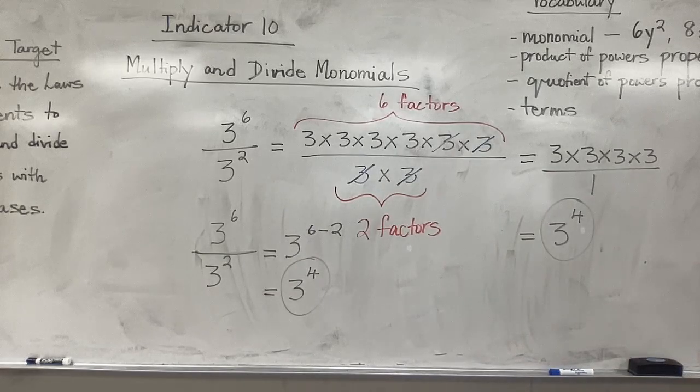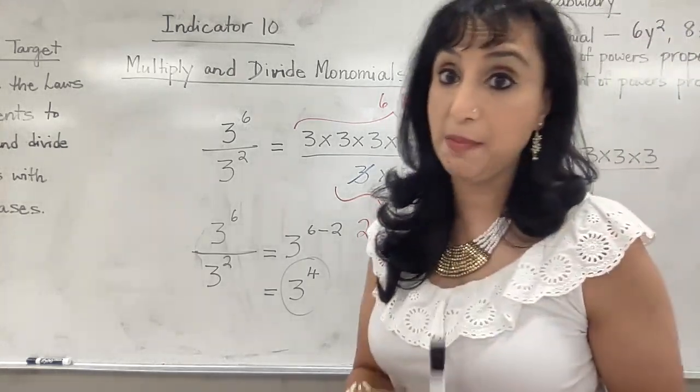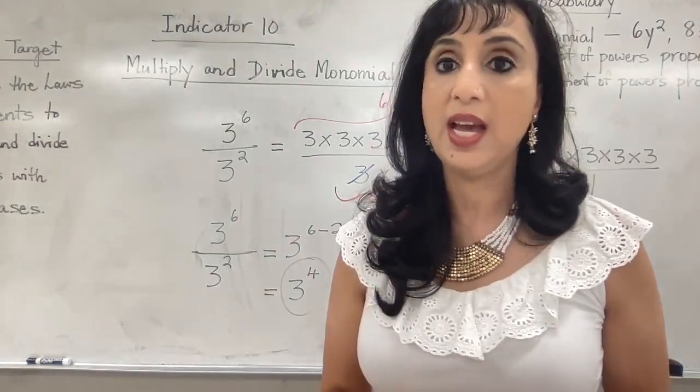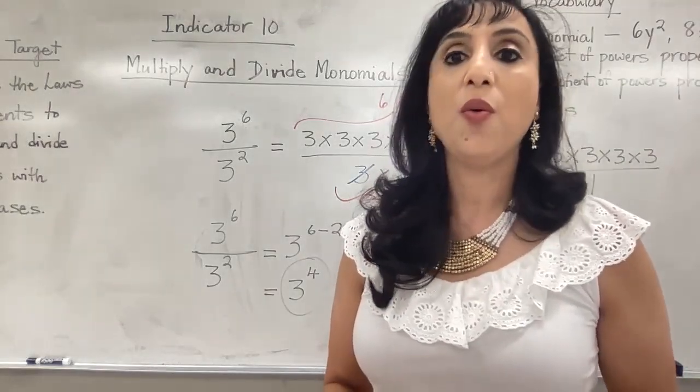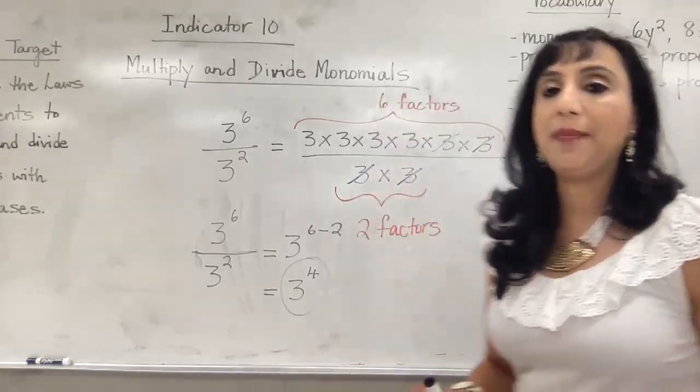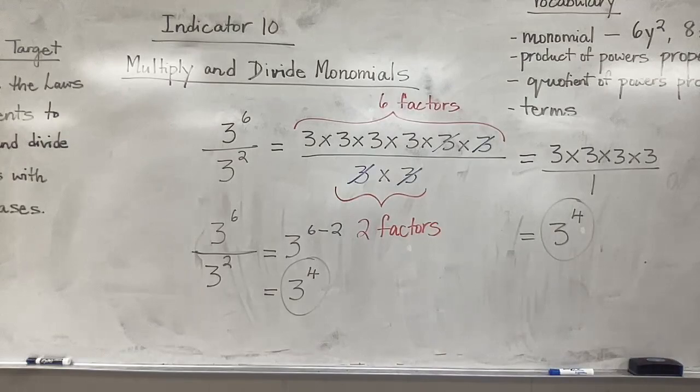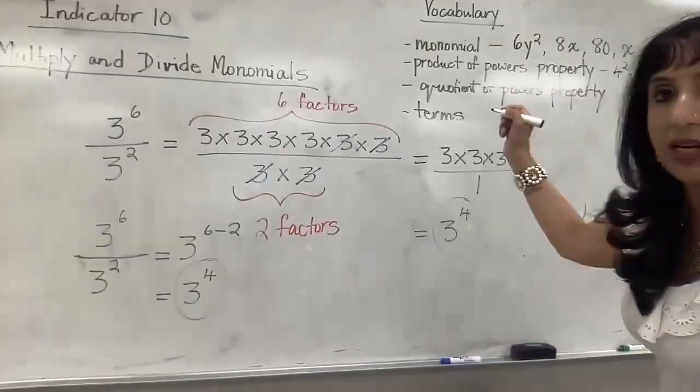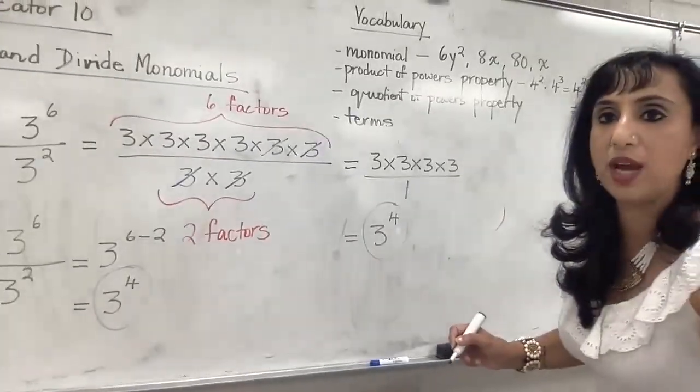So you can divide powers with the same base by subtracting the exponents. In multiplication with the same base, what are we doing? We are adding the exponents. In division with the same base, we are subtracting the exponents. And you can simplify a quotient of powers with like bases using the quotient of powers property. This is called the quotient of powers property, and I'm going to write that over here so that you can continue to look at our vocabulary.